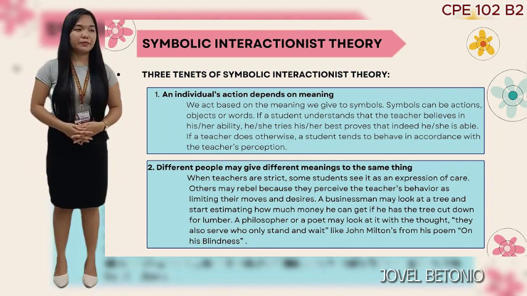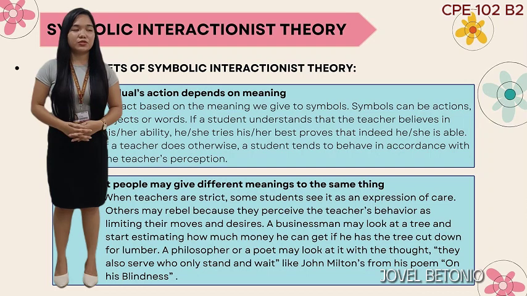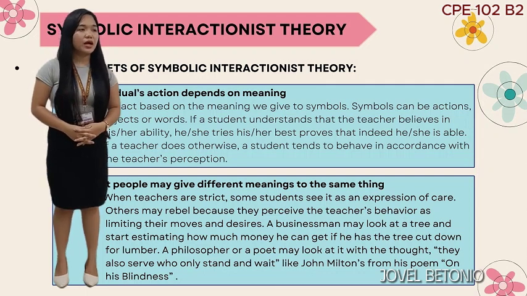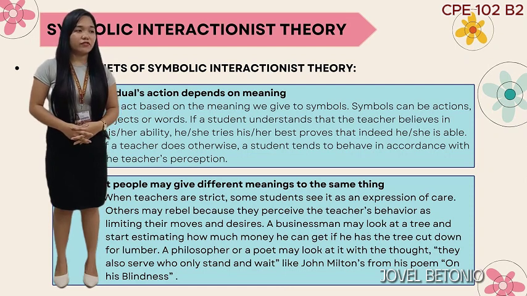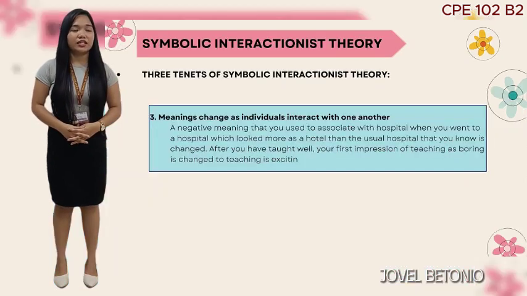Number 2. Different people may give different meanings to the same thing. When teachers are strict, some students see it as an expression of care. Others may rebel because they perceive the teacher's behavior as limiting their moves and desires. A businessman may look at a tree and start estimating how much money he can get if he has the tree to cut down for lumber. A philosopher or a poet may look at it with the thought, "They also serve who only stand and wait," like John Milton's line from his poem on his blindness.